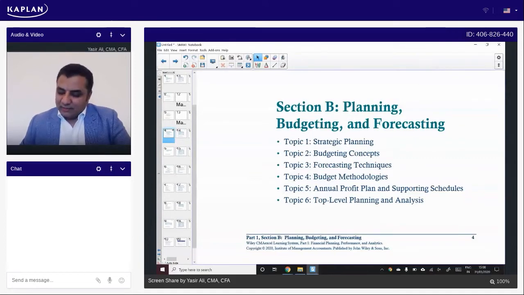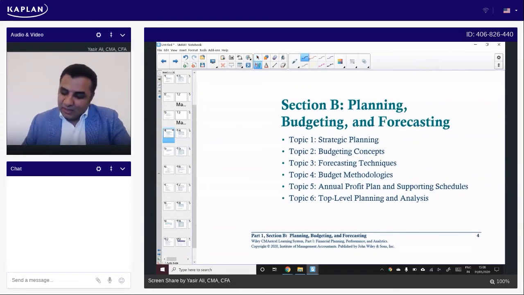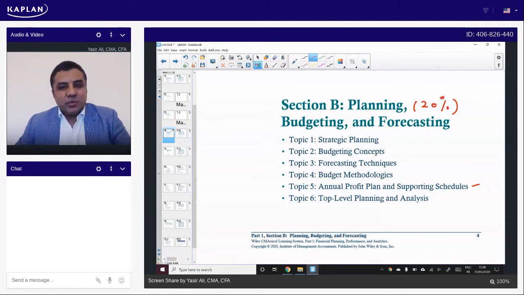We are starting section B, topic 5, right? So we have seen all the important topics in section B, and probably this is the most important topic from the exam point of view. Overall, section B is 20% of the examination weight.